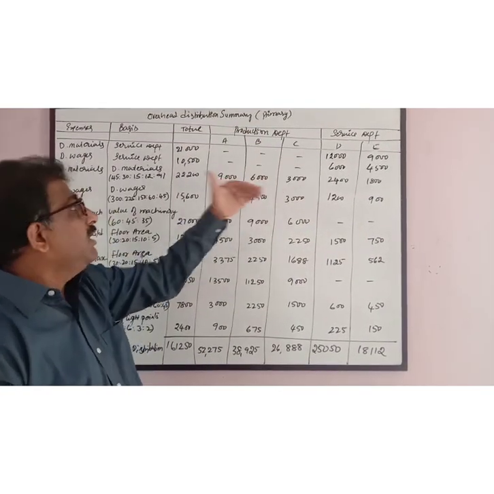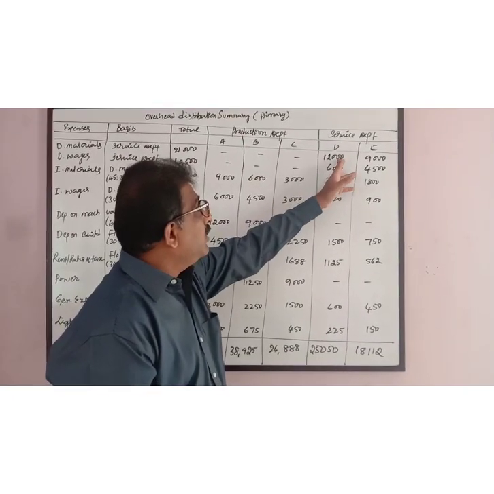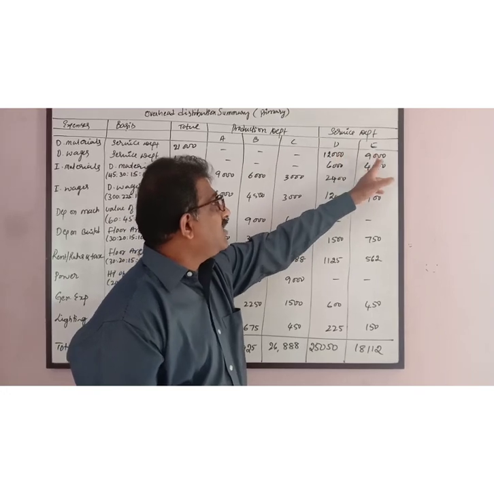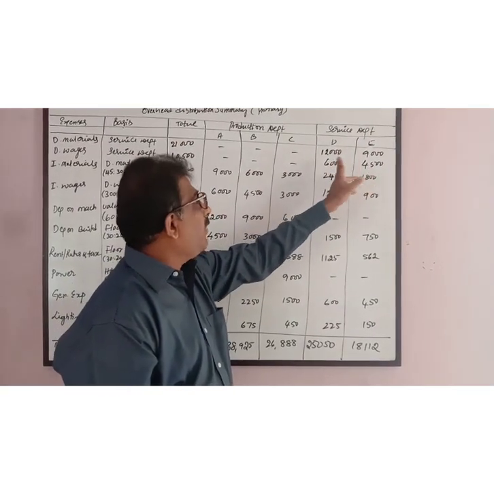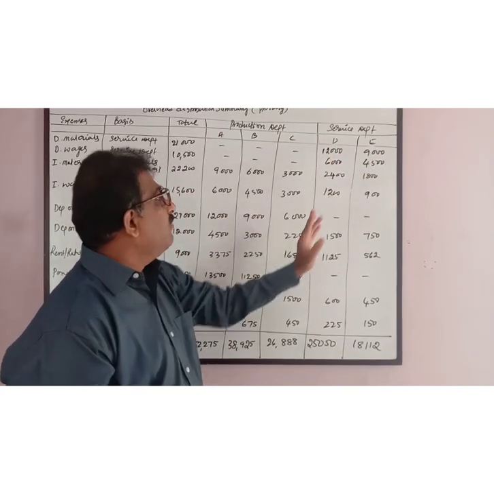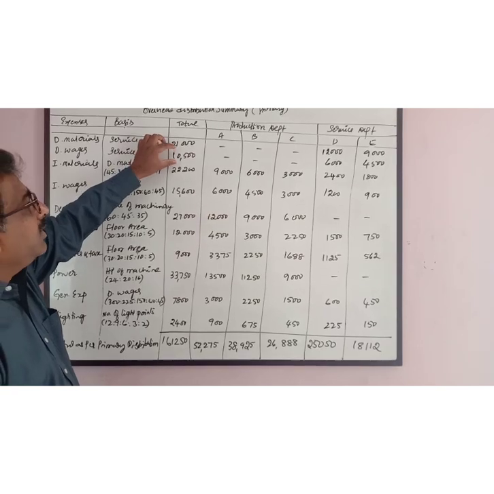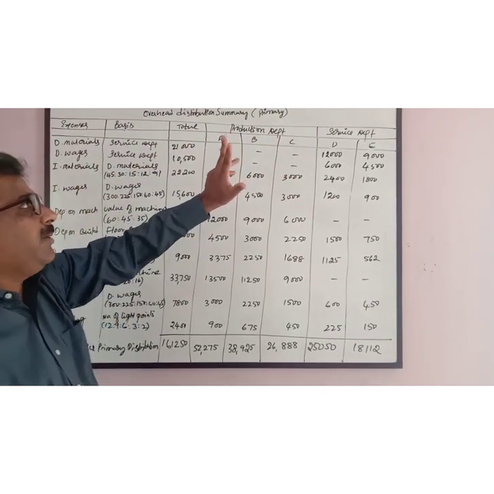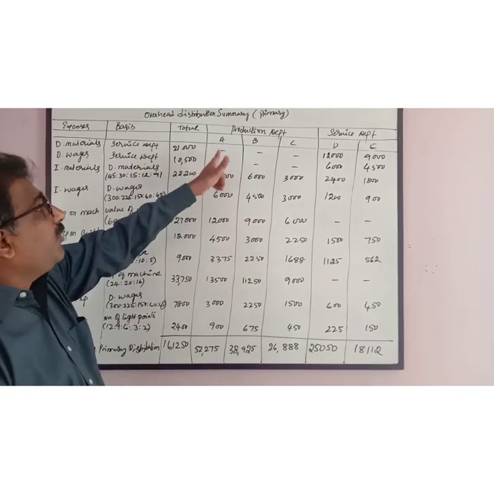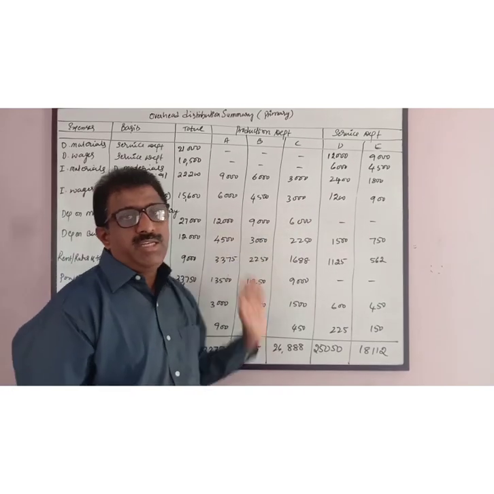From the basis, you just take the direct material of the 2 service departments, 12,000 and 9,000, and direct wages of service departments, 6,000 and 4,500. The total of that comes to 21,000 and 10,500. You need not worry about the production department. We don't take the direct material, direct labor, direct expenses of the production department. Only overheads are apportioned here.